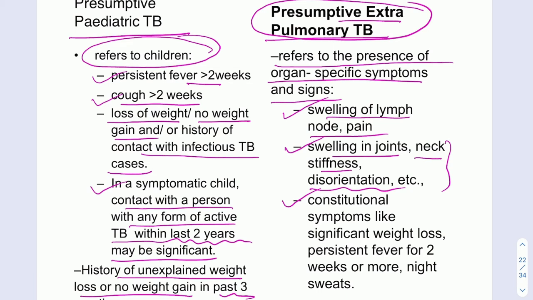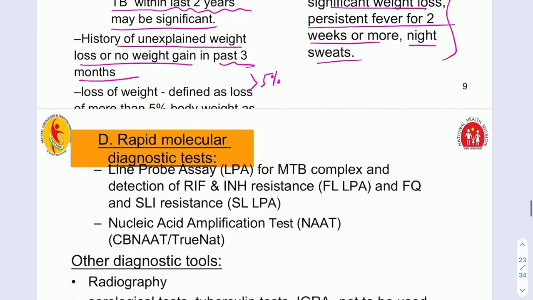symptoms like significant weight loss, persistent fever for 2 weeks or more, and night sweat. These are very important constitutional symptoms. So whenever we take history, we need to ask about these constitutional symptoms as well to find out if there is any extrapulmonary tuberculosis or not. So this was about the different definitions of tuberculosis.